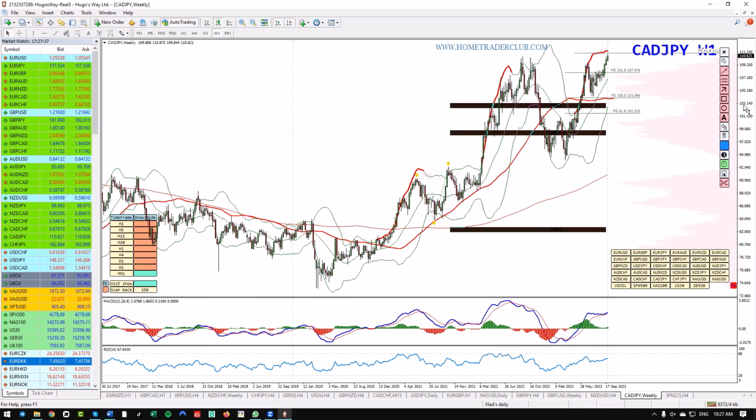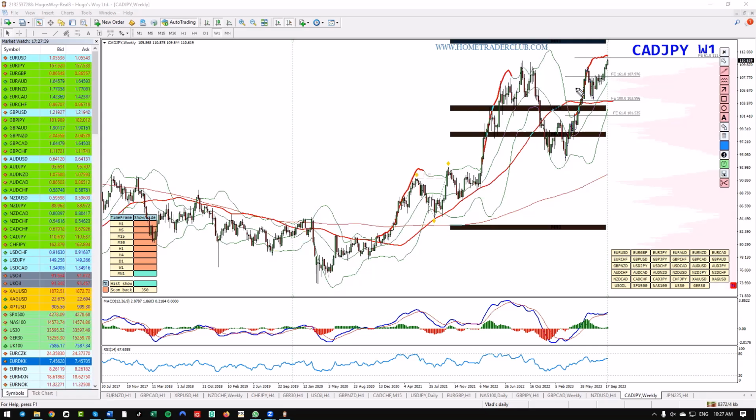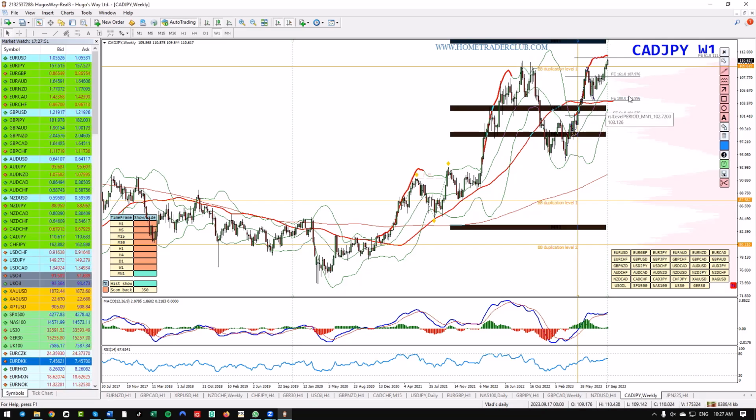Now on the weekly chart, we are riding the Bollinger Band on the upper band. As you can see here, we also have the duplication level. Let me just quickly show it. Here we are right on the duplication level.